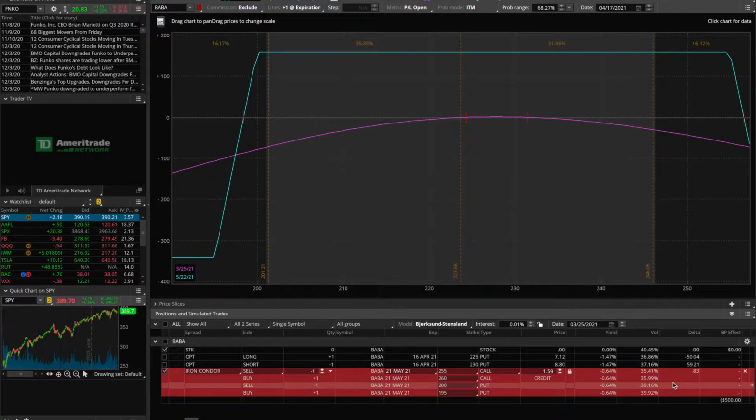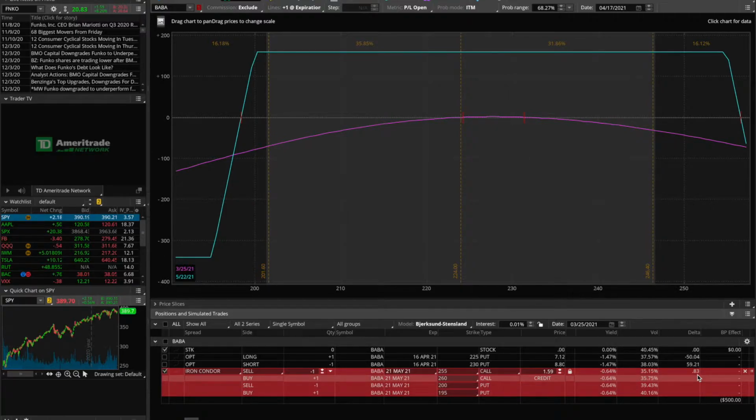So for example, if Alibaba increases by $1, then this iron condor is going to be profitable by around 83 cents. So there is some ever so slight bullish direction to this iron condor, but 0.83 is very close to zero. So this is basically as directionally neutral as you can get. A perfectly directionally neutral iron condor would have a delta of exactly zero, but 0.87 is definitely good enough.